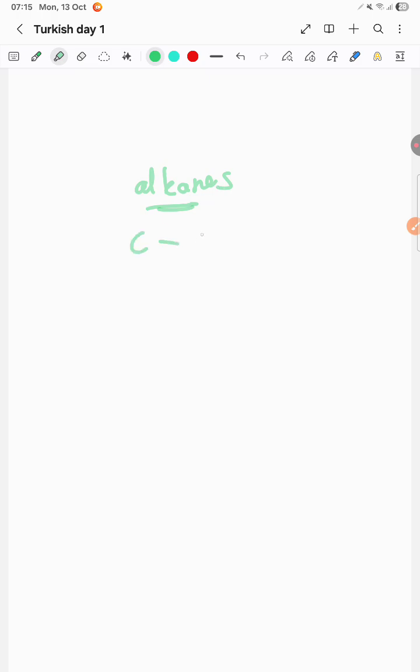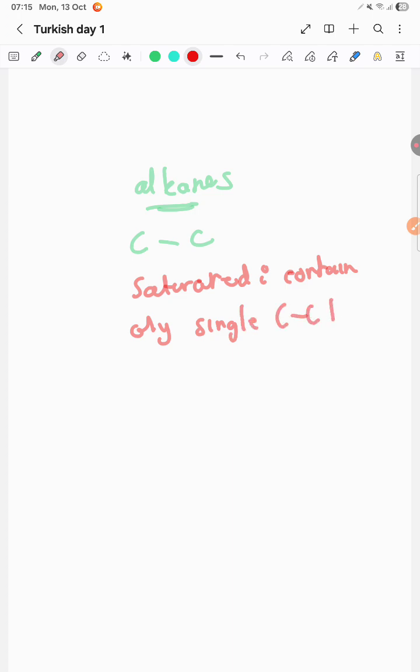Functional group, single carbon to carbon bonds. Are they saturated or unsaturated? We say alkanes are saturated. Why are they saturated? They contain only single carbon to carbon bonds to which we cannot add. All right? So since we cannot add to alkanes, we need to substitute, which is what our subject now is. So they're saturated because they contain only single carbon to carbon bonds to which we cannot add.